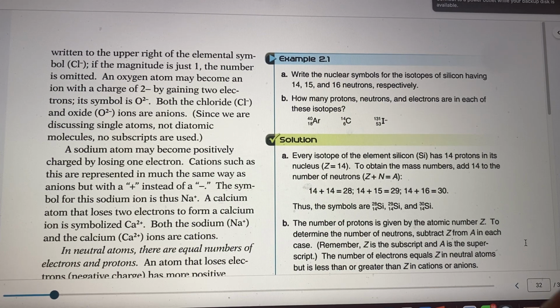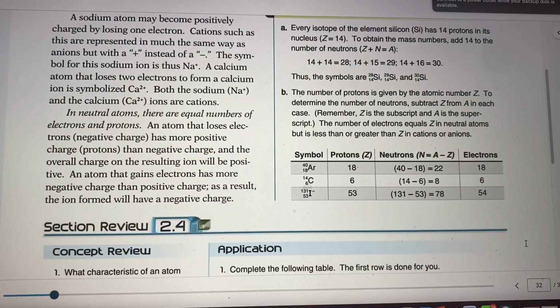Okay, let's go on. In neutral atoms, there are an equal number of electrons and protons, so you won't have a negative or a positive charge. An atom that loses electrons has more positively charged protons. So it all goes by these electrons. If they lost electrons, then it gives it a positive charge. If it gains electrons, since electrons are a negative charge, it's going to be negative. So that's pretty important in all of that.